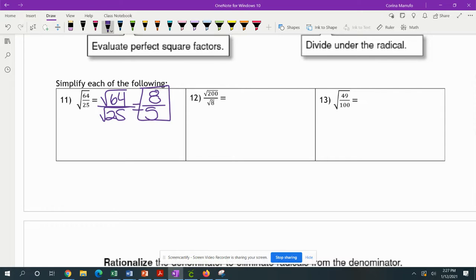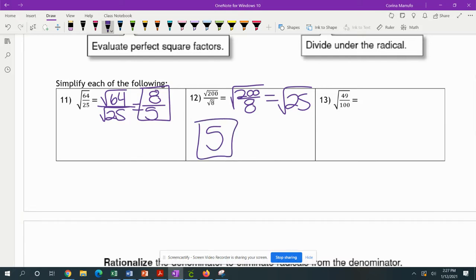All right, let's go ahead and look at this one. Let's go ahead and put it under the same square root. So we have the square root of 200 over 8. So let me see if we can divide 200 by 8. Yes, we can. It gives us 25. So the square root of 25 we know is 5.